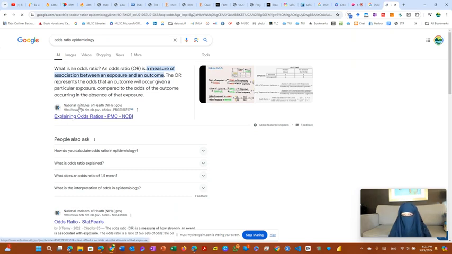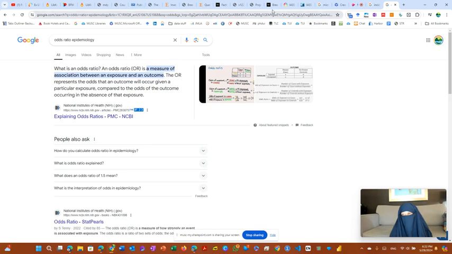So explaining odds ratio, I can see this is from PubMed or NIH, so I don't have to go any further. It says an odds ratio is a measure of association between exposure and an outcome. So basically, how are these two things, the exposure and the outcome, related? It goes on to say that the odds ratio represents the odds, gambling odds, that an outcome will occur given a particular exposure.